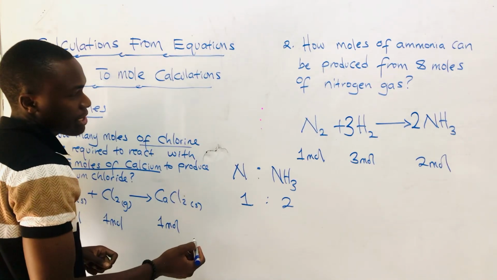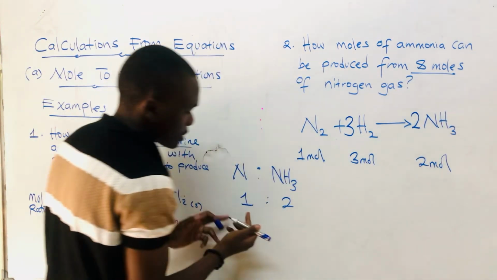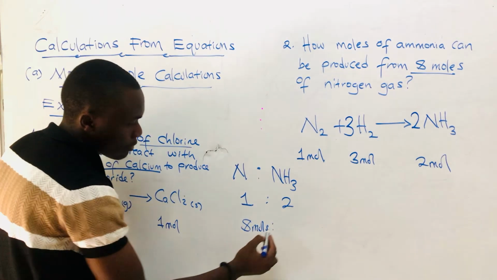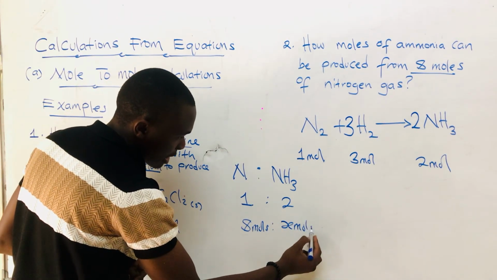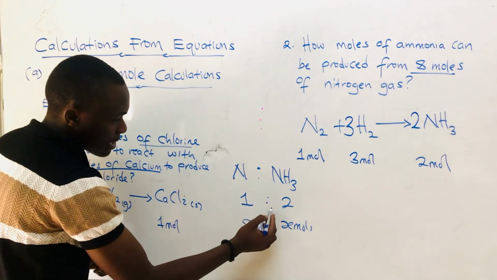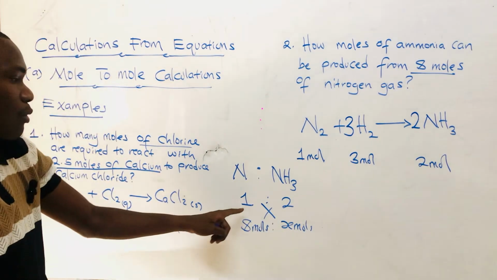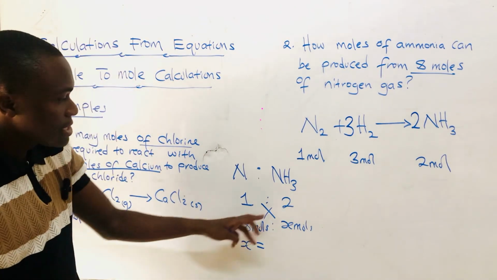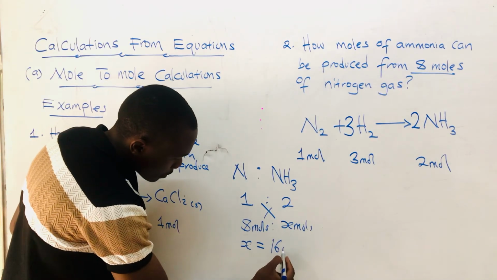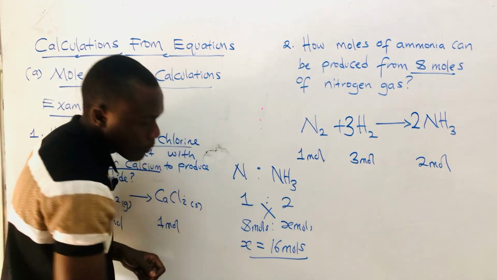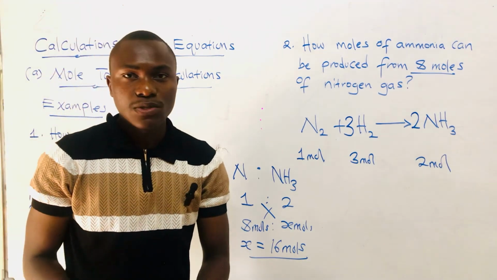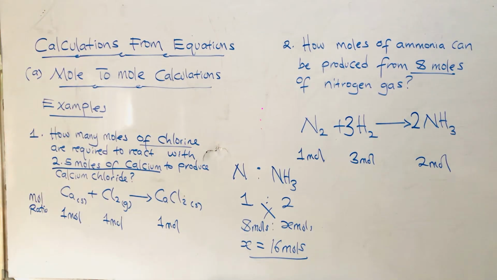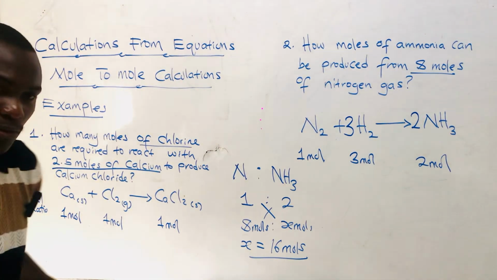How many moles of nitrogen have been given? We have 8 moles of nitrogen. So where there is nitrogen here, we're going to put 8 moles. How about where there is ammonia? We say X moles. X for the number of moles of ammonia. And then from here, we cross multiply like that. 1 times X, we get X. So X will be equal to 8 times 2, we are getting 16. So 16 moles of ammonia will be produced. So that is it on mole to mole calculations. Next, we look at something else.